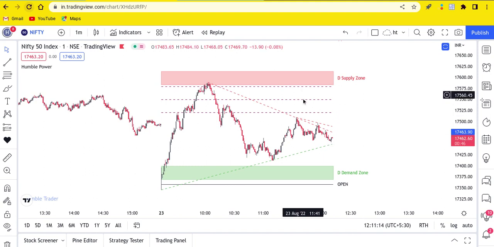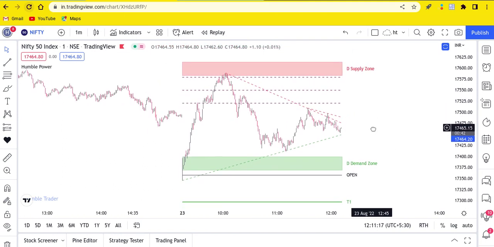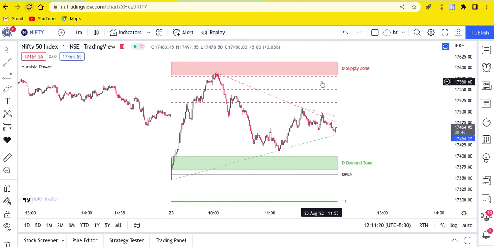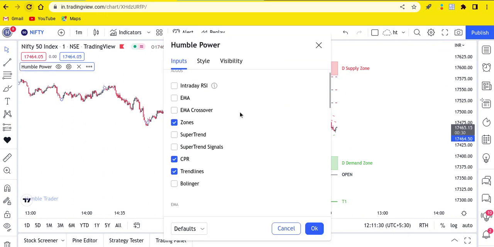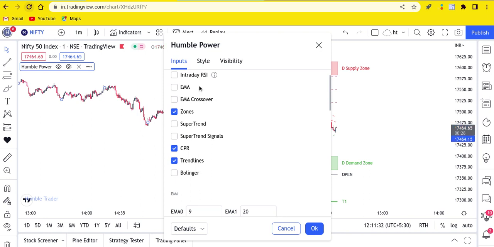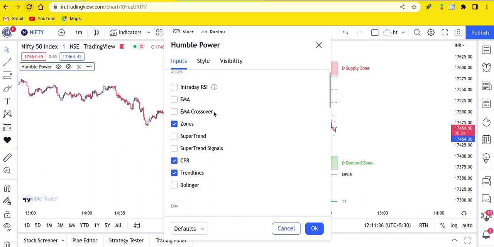Now what are these dotted lines? They are basically CPRs. CPR means central pivot range. This is a value area. Most of the time the price will act as support or resistance at these kinds of areas, but I don't like to trade them. Many people like to trade them, that's why we have added them. Intraday RSI, EMA crossover, and super trend signal are completely experimental things that we have added.